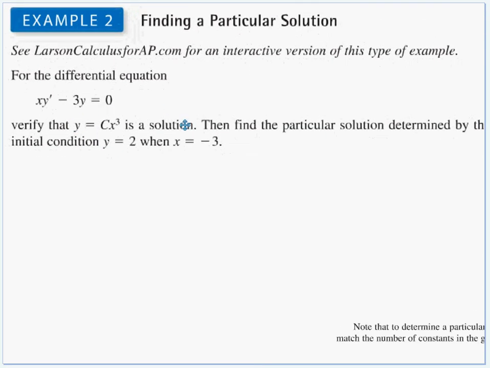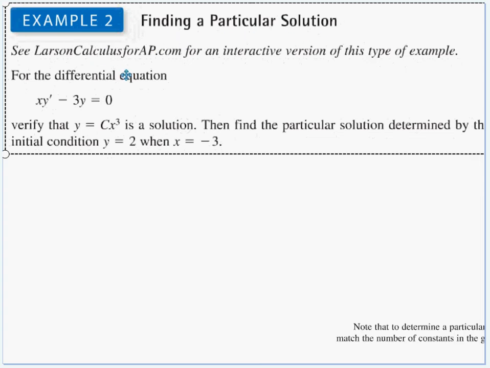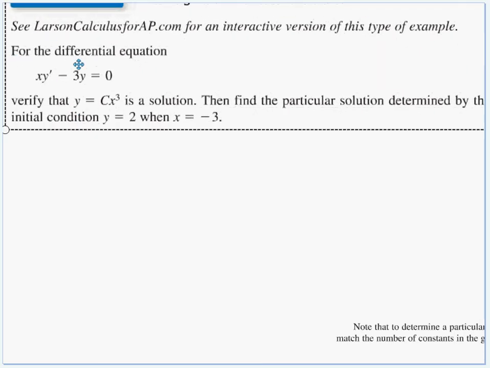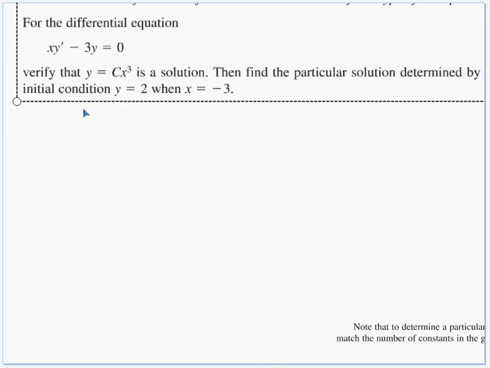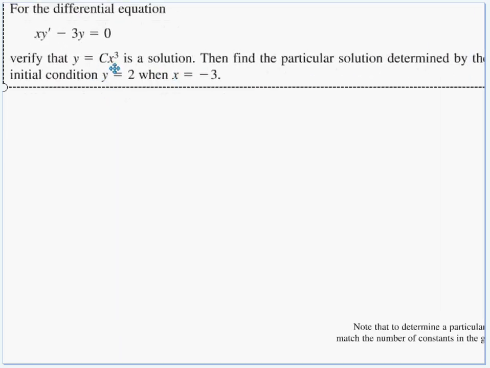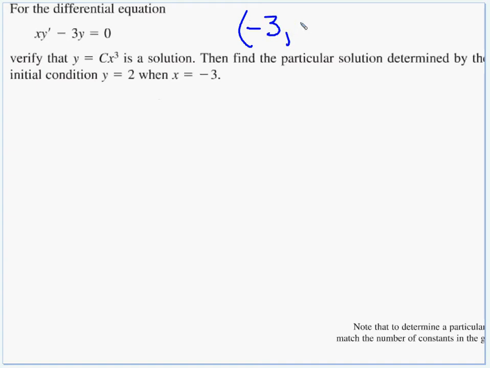And in example 2, we're going to find one of these particular solutions. For this differential equation, x times y prime minus 3y equals 0, verify that this, cx cubed, is a solution. And then after we verify that, we're going to find the particular solution determined by this initial condition. Y is 2, x is negative 3. We could look at this as a point. Negative 3 comma 2 is a point that's going to be on our particular solution curve.